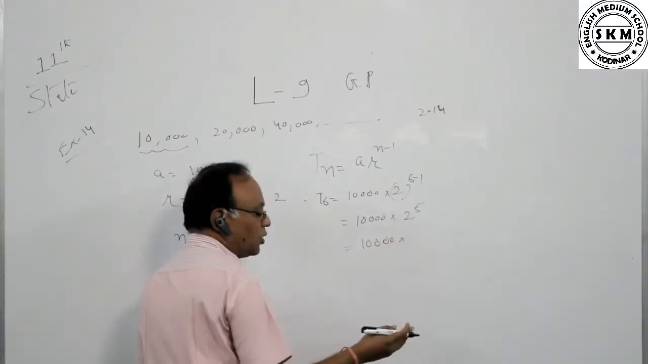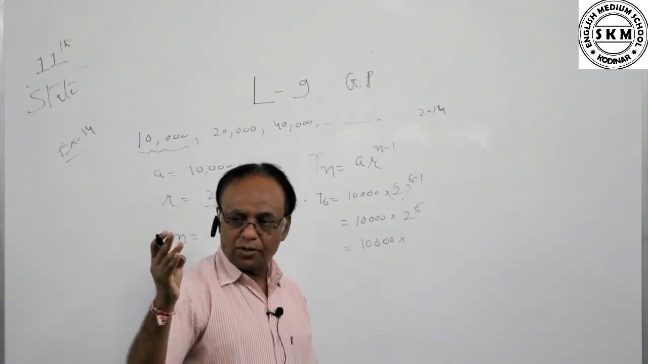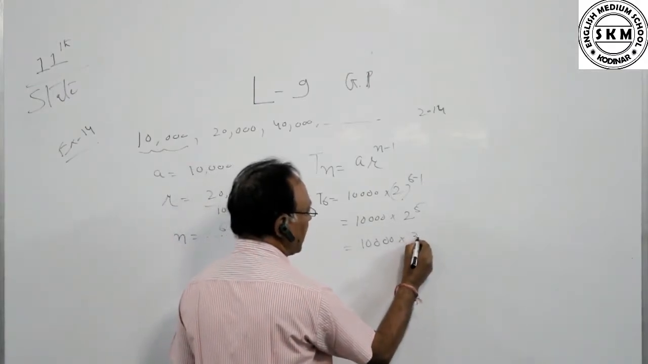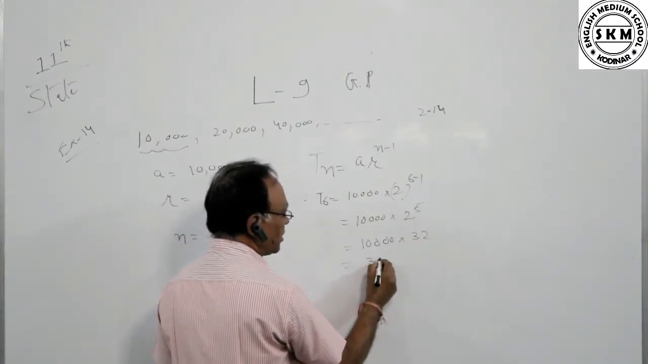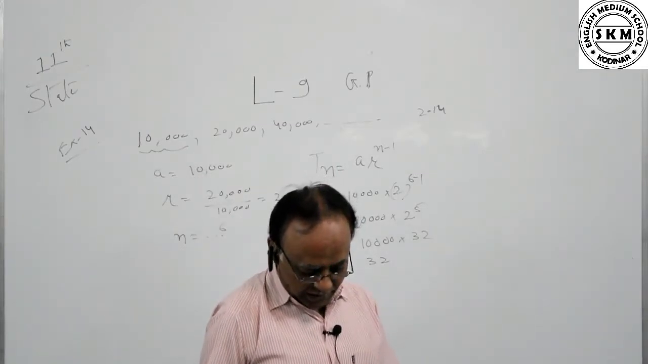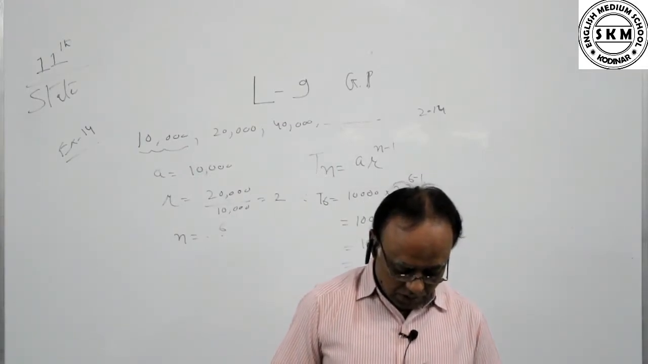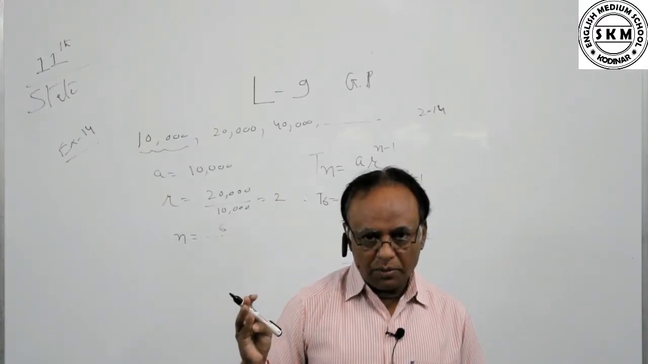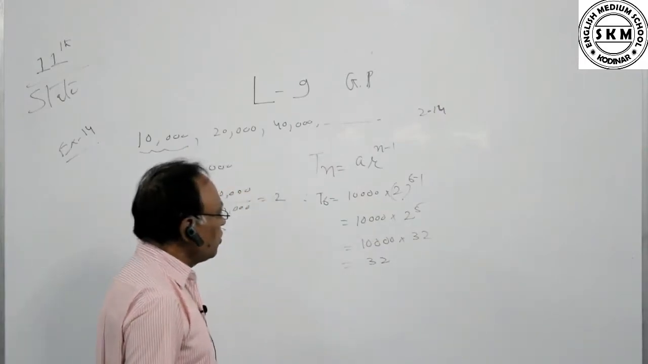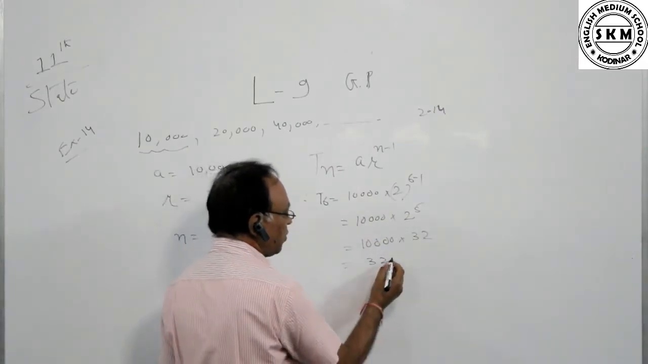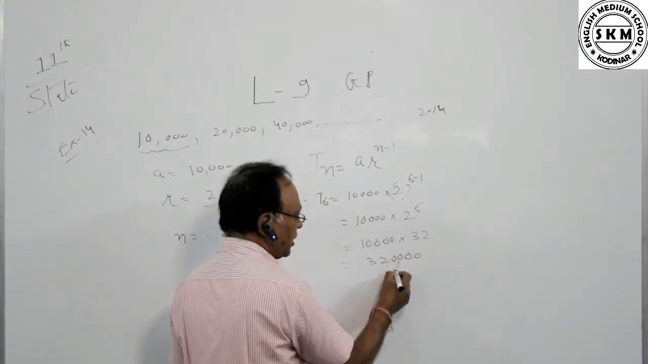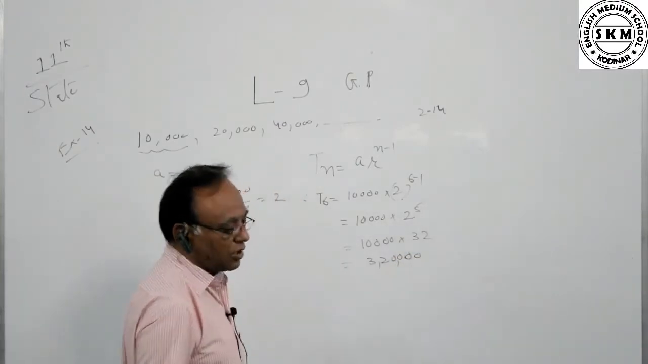2 raised to 5 means 2 2s are 4, 2 4s are 8, 2 8s are 16, 2 16s are 32. So 10,000 multiplied by 32. 32 into 10,000 means 320,000. So here it is 3,20,000 rupees.